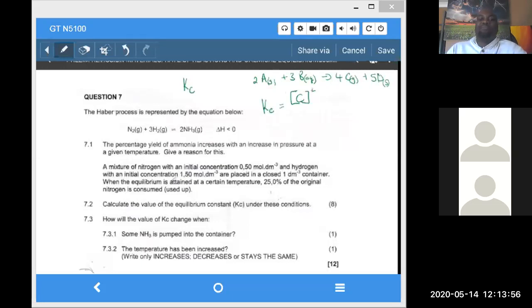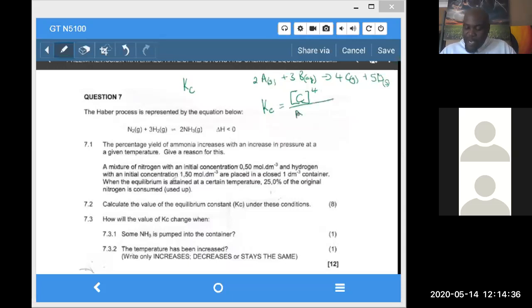Because remember, it's a 1. Even if you include it, it's like 1 to the power of anything. Anything that is solid or anything that is a pure liquid, we don't use it in our Kc. So the D we are not using. But if the D was aqueous or gas, we could have used it. Over the concentration of A, the reactants now, to the power of 2 multiplied by concentration of B to the power of 3. And you must use the concentration at equilibrium.